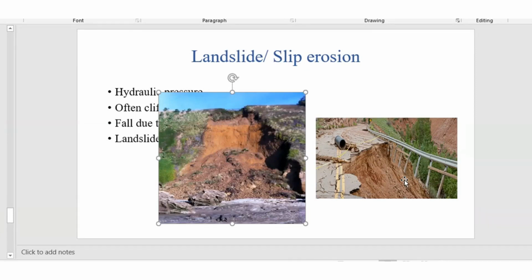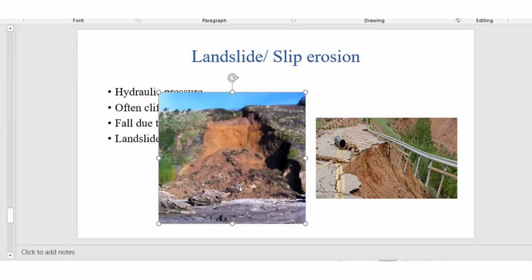So in places where slip erosion occurs, they are often devoid of trees, like this area. When there is heavy rainfall, the rocks, the mountains, or the pieces of soil are able to absorb the water. But because of gravity, they require the presence of trees. If the trees are not there, the soil becomes heavier when it absorbs so much water within itself. It creates pressure and because of gravity, they fall off.